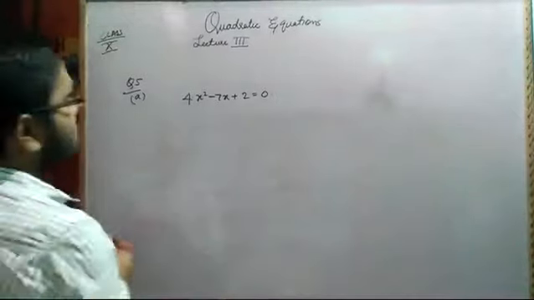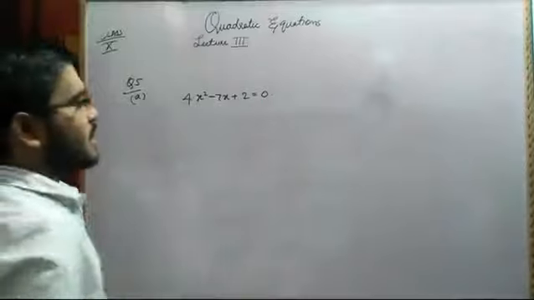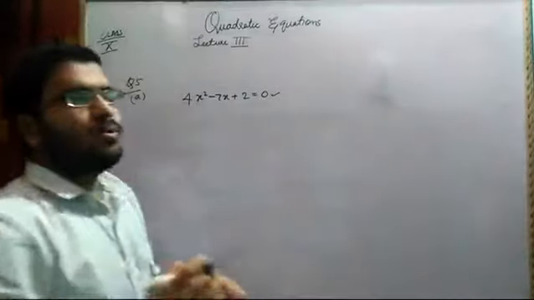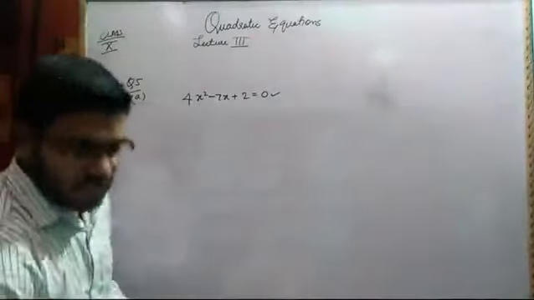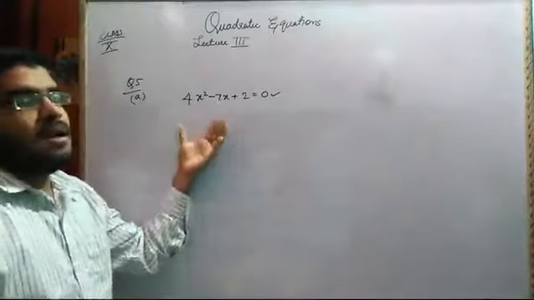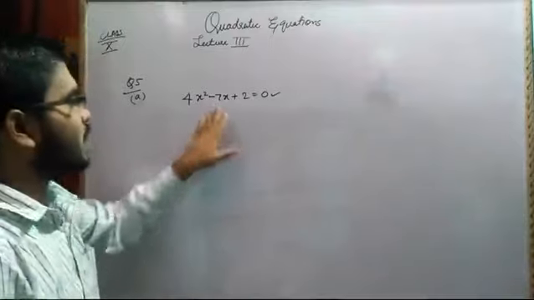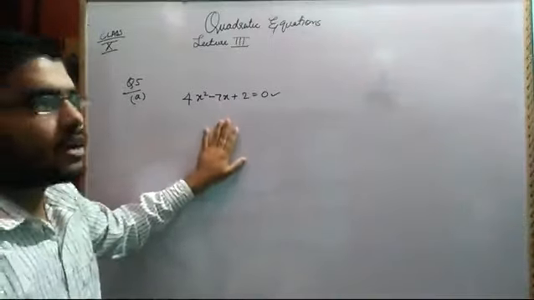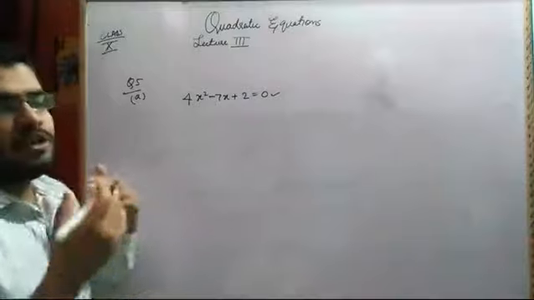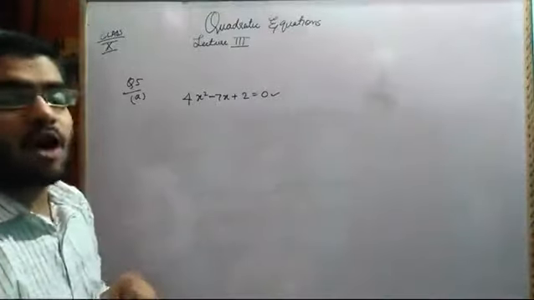Whenever they ask you to solve up to a certain decimal place, in most cases you may not be able to apply the completing the square method or middle term splitting. You cannot apply them there. In that case it will be difficult for you, but generally we go with the formula method.